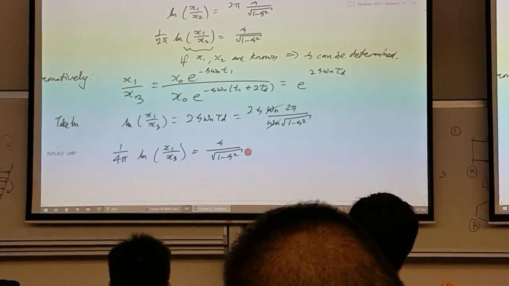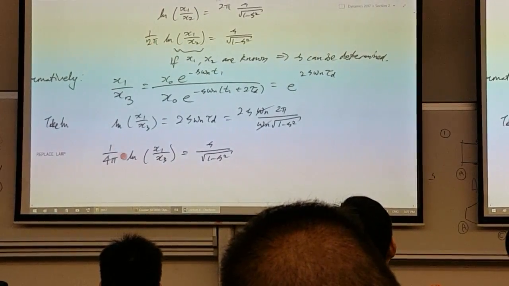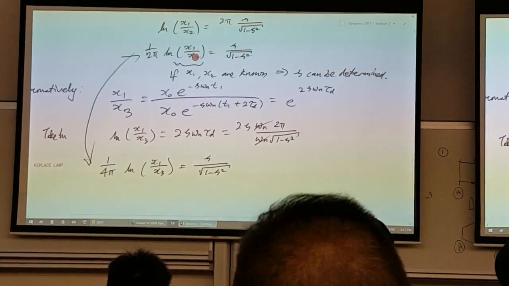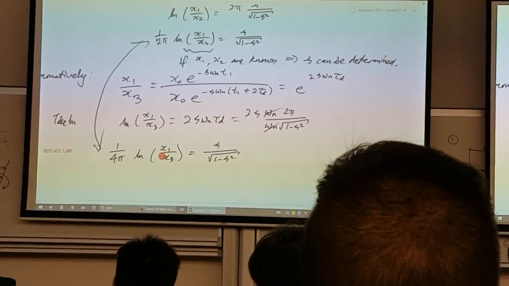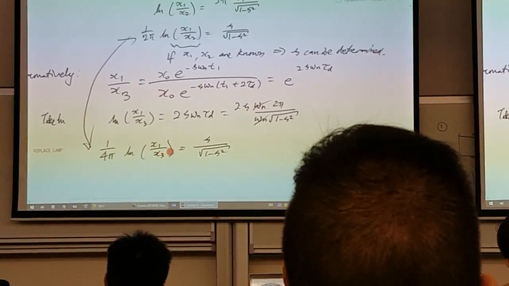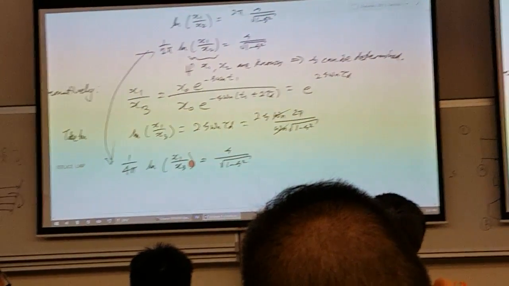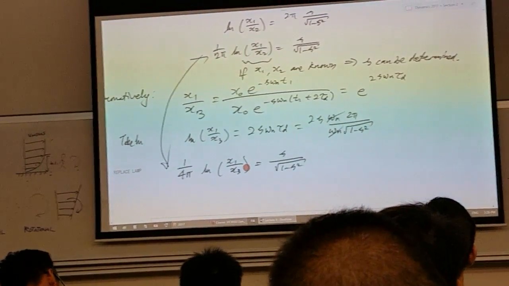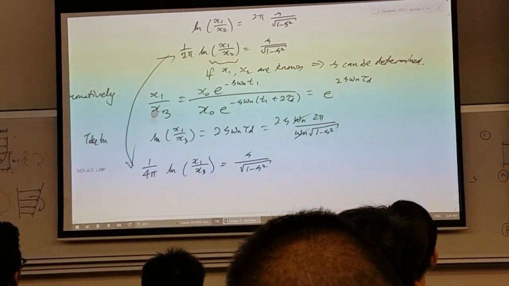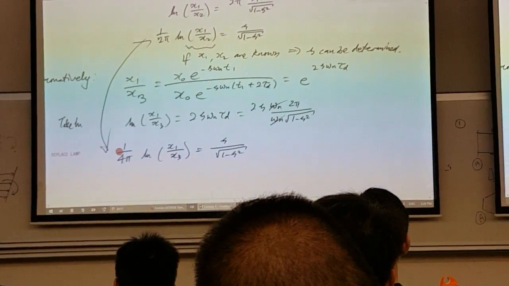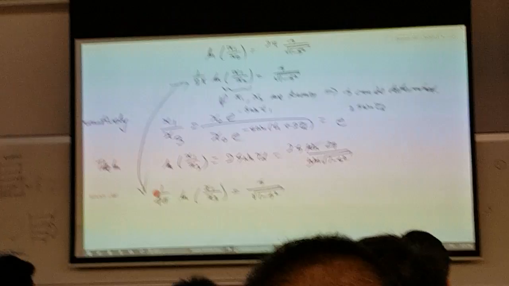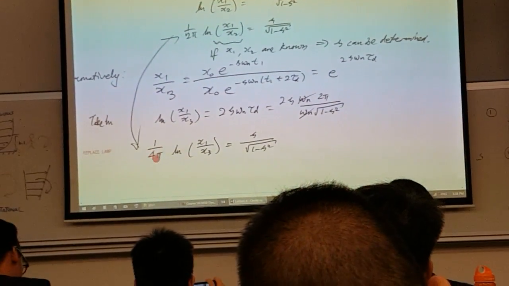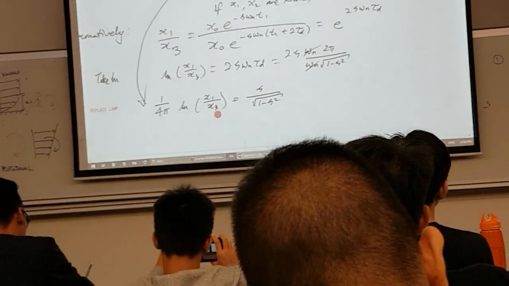If you compare these two now, that one with x1 over x2, and this one x1 over x3. What are the differences? It's only that coefficient. This coefficient is 1 over 2 pi. That coefficient is 1 over 4 pi. That is, 2 pi comes out if you take x1, x2. 4 pi comes out for x1, x3.